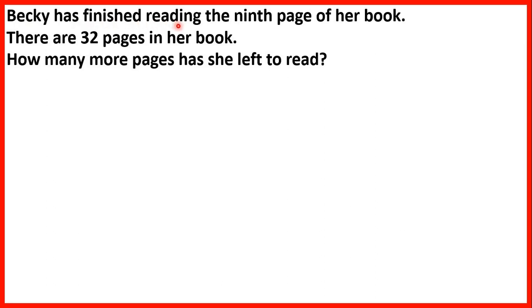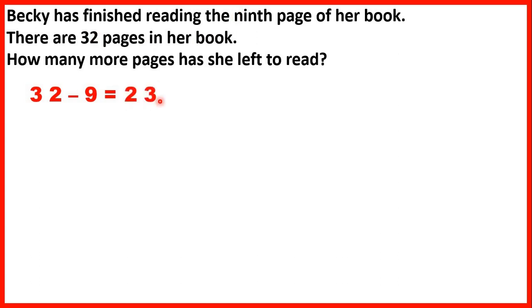Becky has finished reading the 9th page of her book. There are 32 pages in her book. How many more pages has she left to read? So she's read 9 pages, and there are 32 pages altogether. So to find how many more, we need to find the difference between what she's read and the number of pages in the book. So we can work out 32 minus 9.